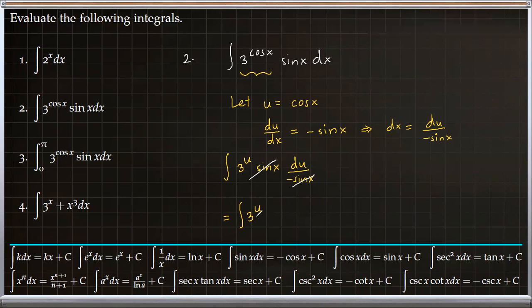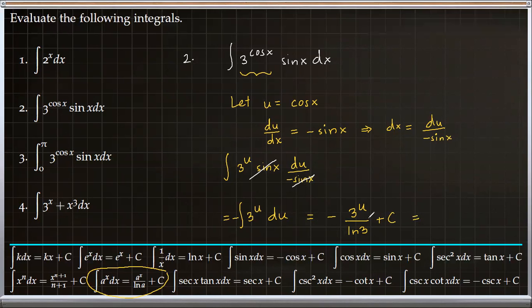So we are left with a negative sign over here. I can bring that all the way to the front, negative, and then we are left with du. So we have negative integral of 3 to the u with respect to u. Now we can simply apply this formula with a equals 3. So our base a is 3 in this case. Then we get 3 to the u over natural log of 3 plus constant.